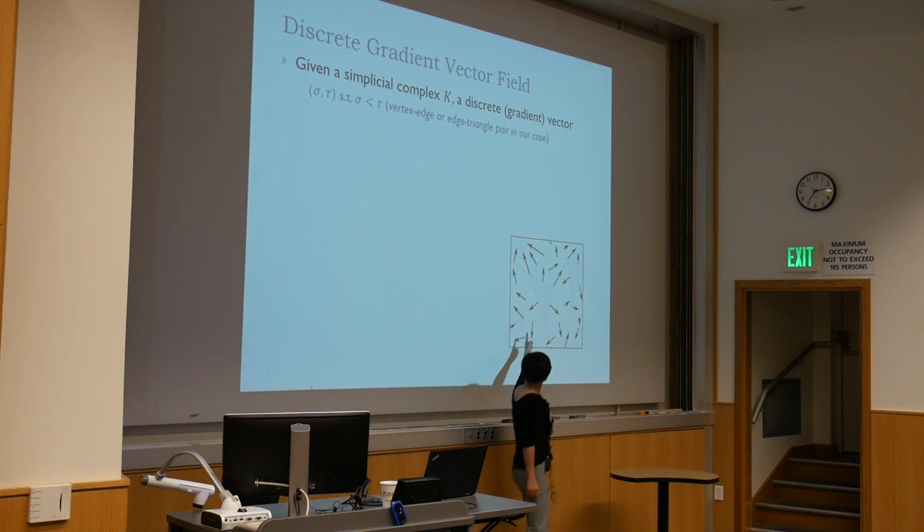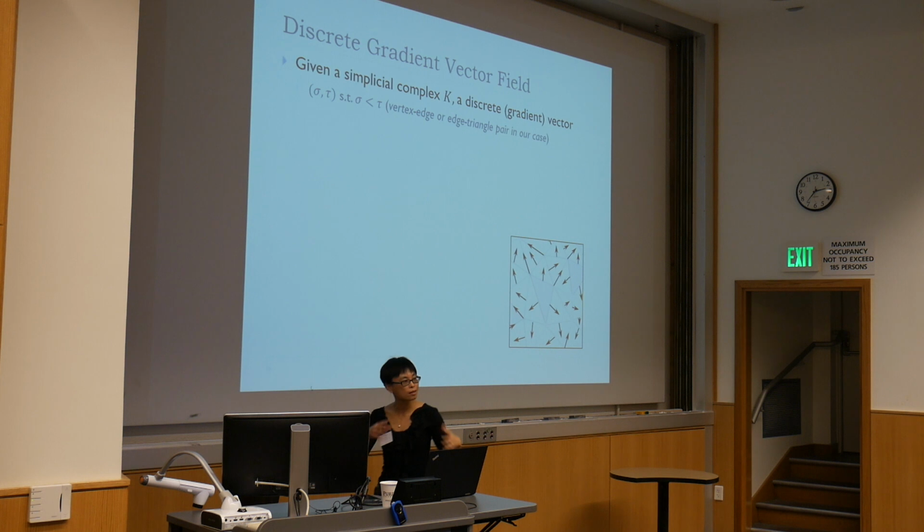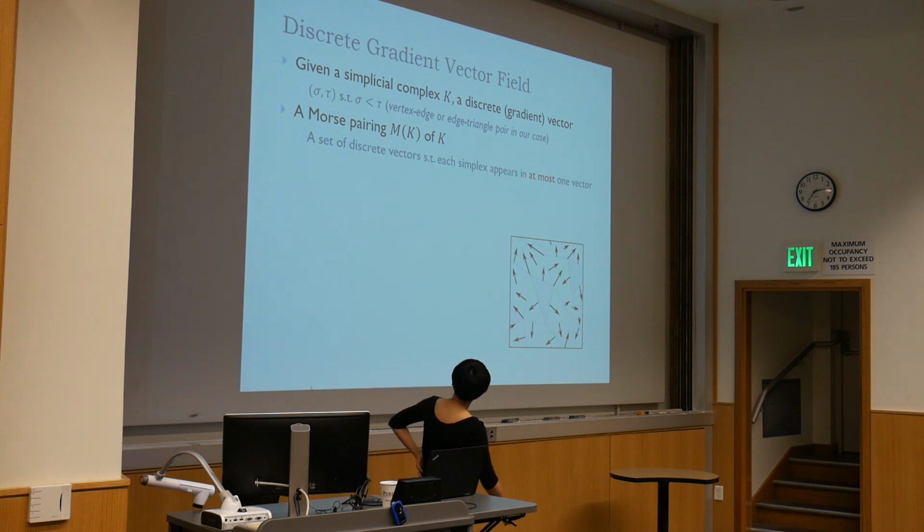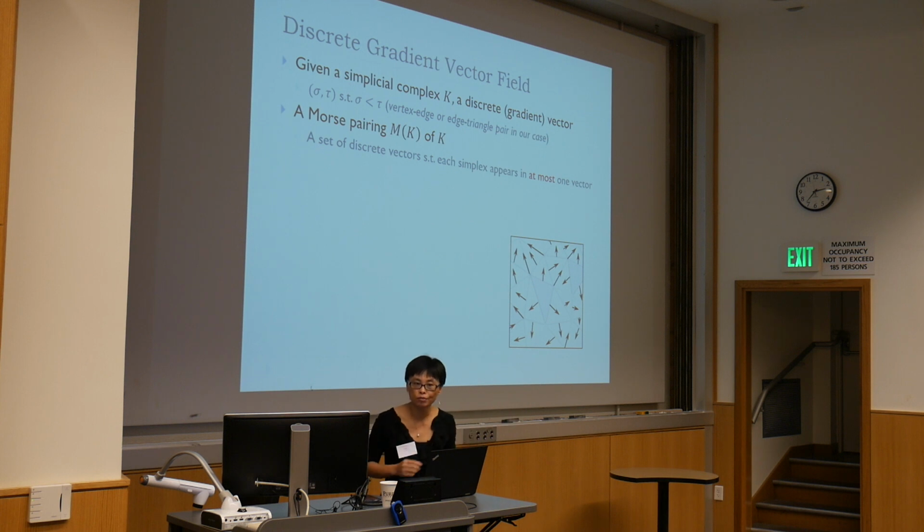So this edge is paired with this triangle, and this vertex is paired with this edge, and so on. We see that this is just a combinatorial pairing, a matching between simplices that have the face-coface relation. If you have a collection of such pairings, and no simplex ever appears in more than one pairing, then we call it a Morse pairing. You can think of this as almost a discrete vector field.